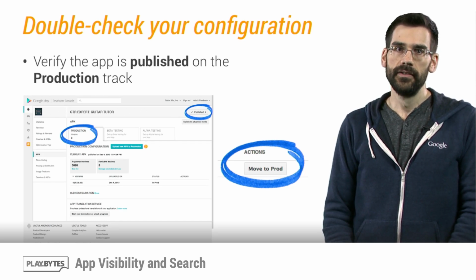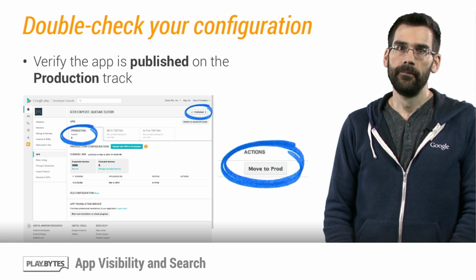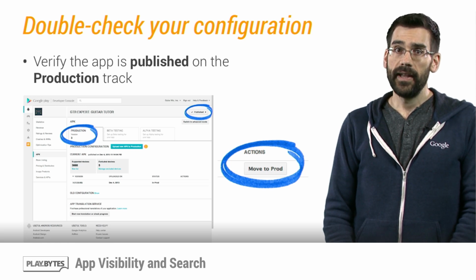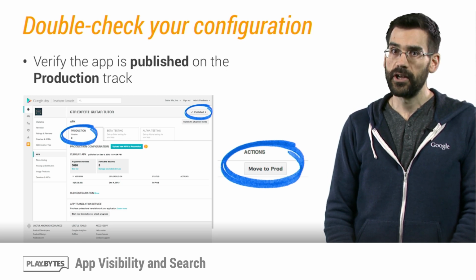to the right audience. If it's your first time publishing, verify that your app is published, not in draft, and that it's available on the production track, and not just alpha or beta. If you previously pushed your APK to the alpha or beta tracks, click on that track, then click the Move to Prod button under Actions for the version that you want to push to production. Remember, it may take a few hours to see your changes appear on Google Play.